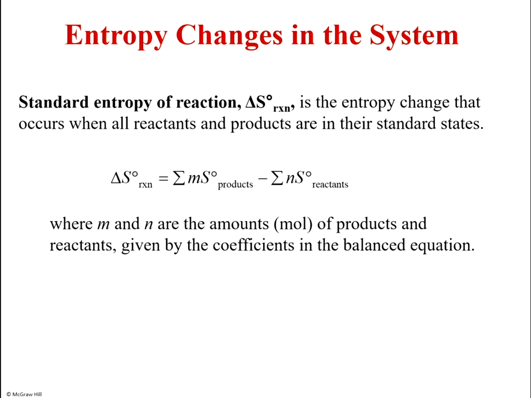We can calculate the standard entropy of a reaction simply by summing the entropies of the products and subtracting off the entropies of the reactants. This looks like an equation that's very similar to what we saw for enthalpies. Turns out entropies and enthalpies are handled the same way mathematically in this type of scenario.